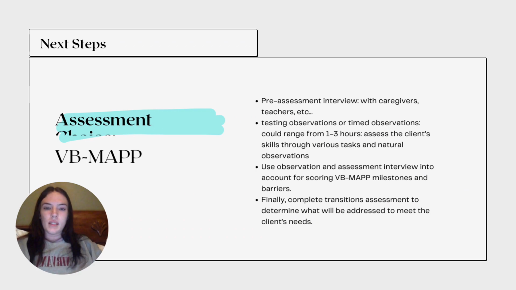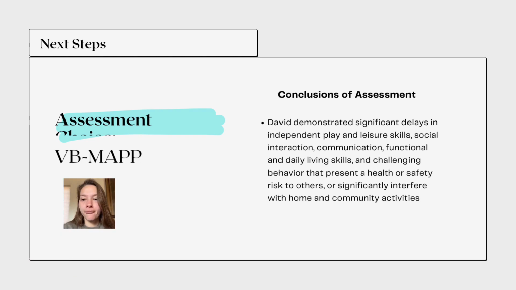The VB map assessment uses indirect and direct measurement. Indirect measurement would include a pre-assessment interview with caregivers, teachers, or other stakeholders, whereas direct measurement would include testing observations or timed observations. This could range between 1 to 3 hours to assess the client's skills through various tasks and natural observations. Although different, both measurements would be used in the scoring of the VB map milestones and barriers, and a transition assessment would be used to determine what would be addressed for the client's needs.